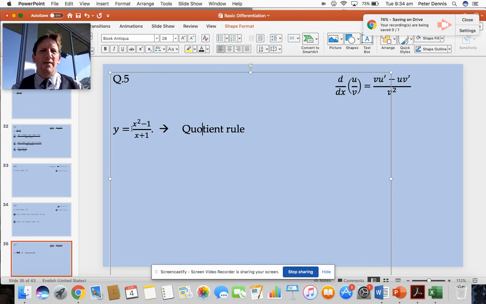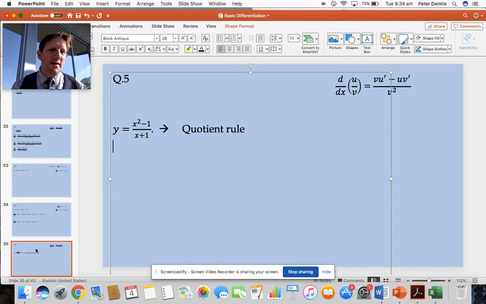Remember, the derivative of u over v is v times the derivative of the top minus the top times the derivative of the bottom, all over this x plus 1 squared. That is the quotient rule. So let's see what happens here, because this is a nice question, and we'll go through it in a couple of ways.